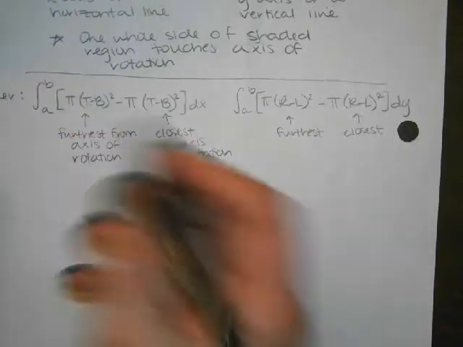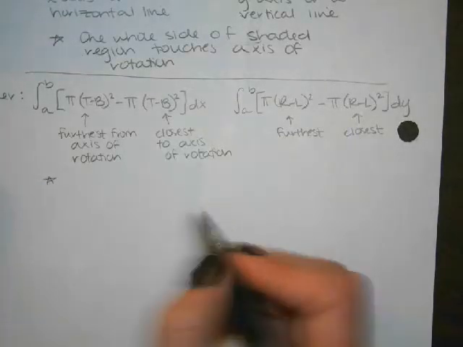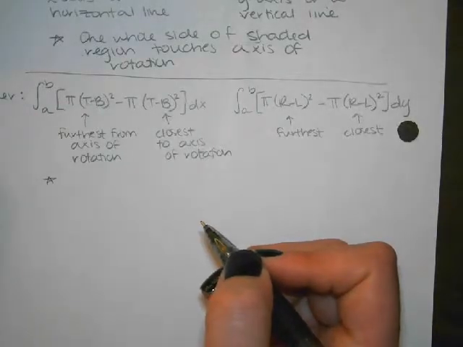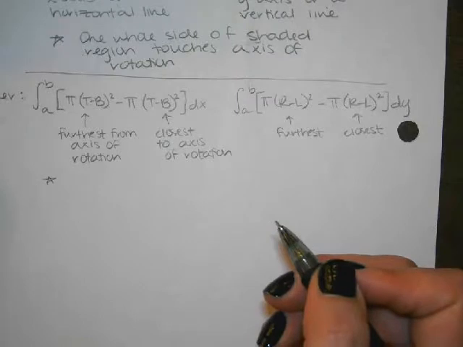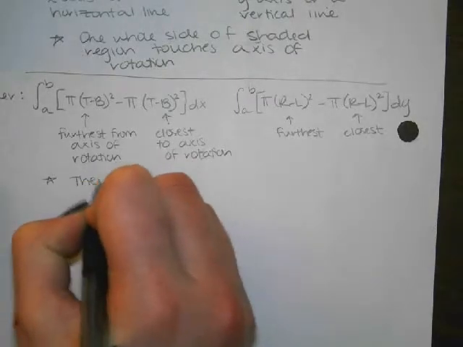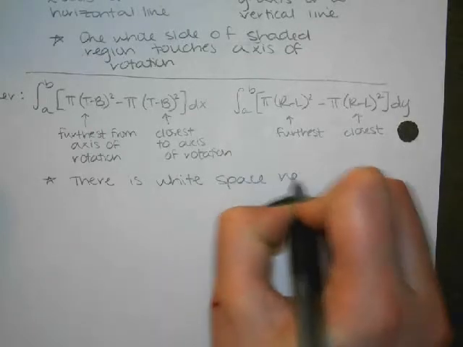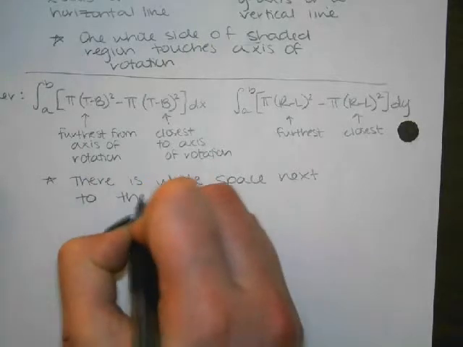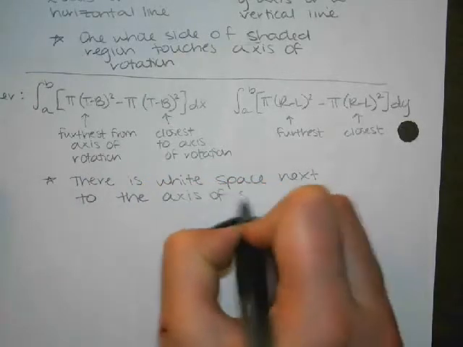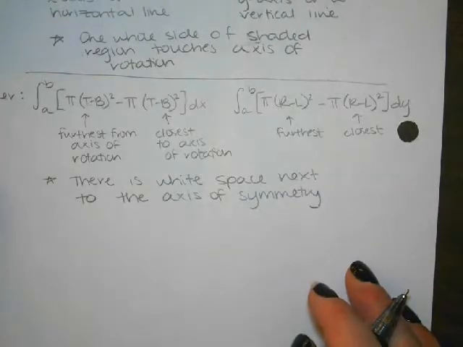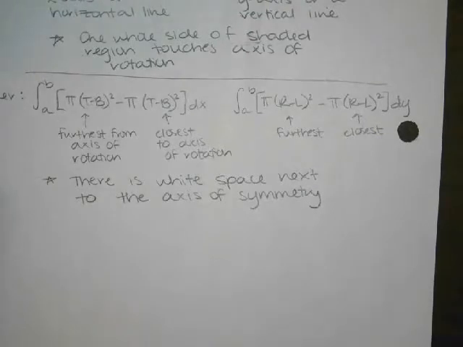Okay. All right, so the thing to remember about the washer method is that you might have part of the shaded region touching the axis of symmetry, but there is white space next to the axis of symmetry. It is not right up against it. There's going to be some space there. And that's what creates that washer shape where it's hollow in the middle, because there's some white space.